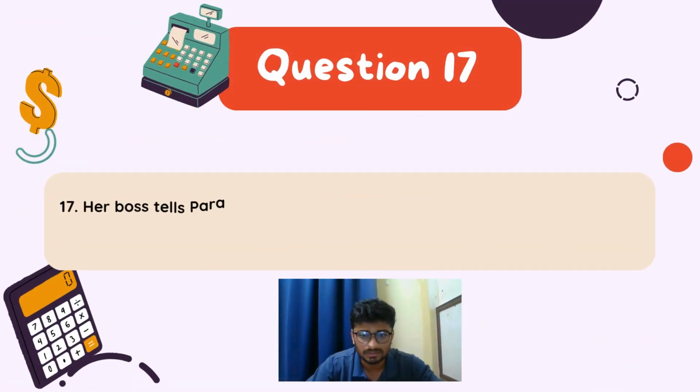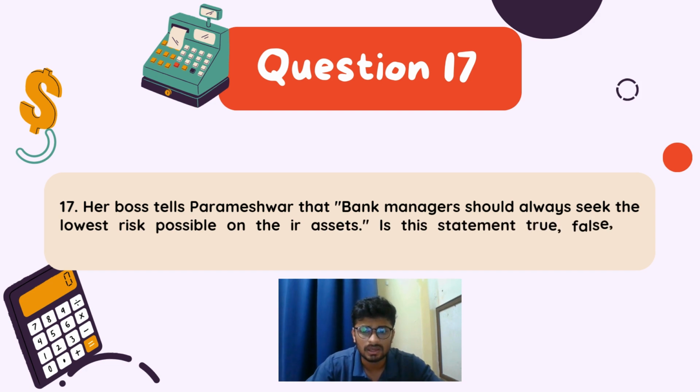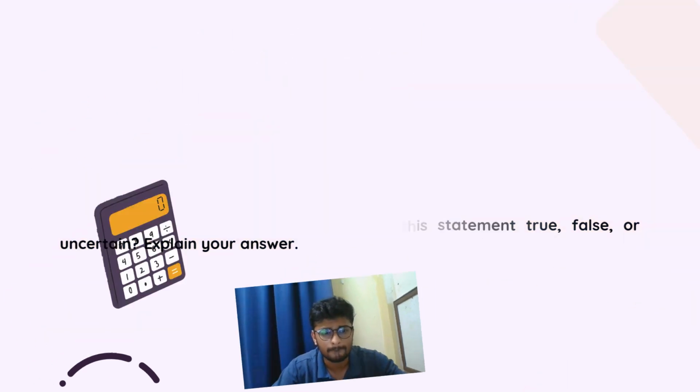Here's question number 17. Her boss tells Parmeshwar that bank managers should always seek the lowest risk possible on their assets. Is this statement true, false, or uncertain? Please explain your answer.